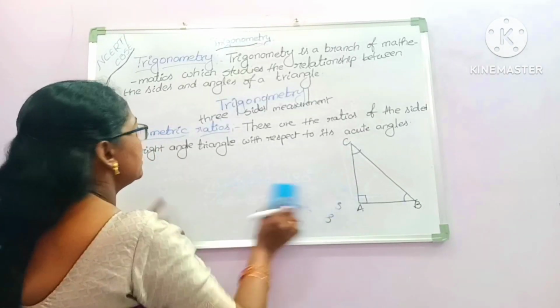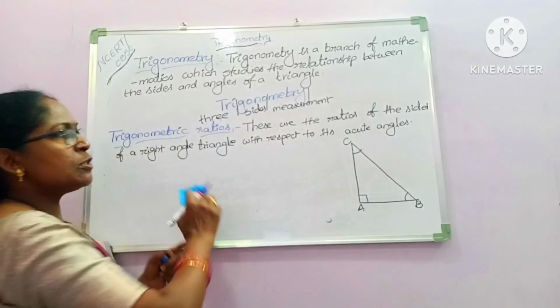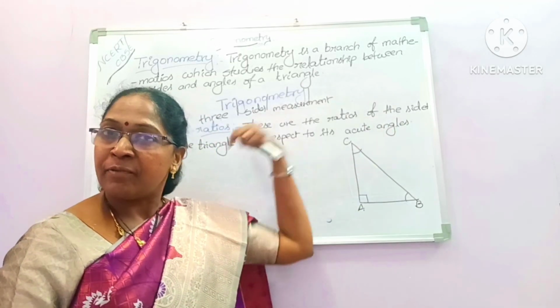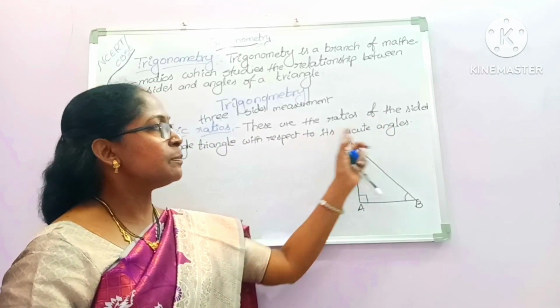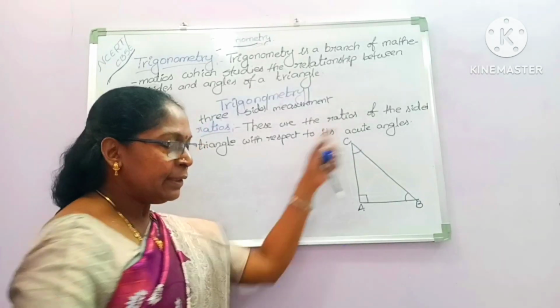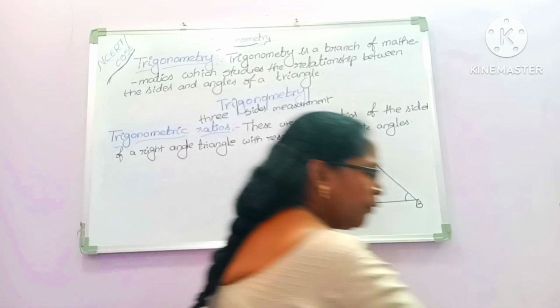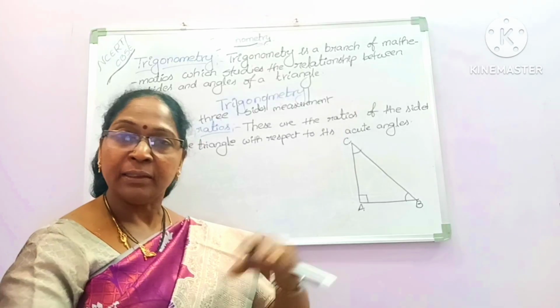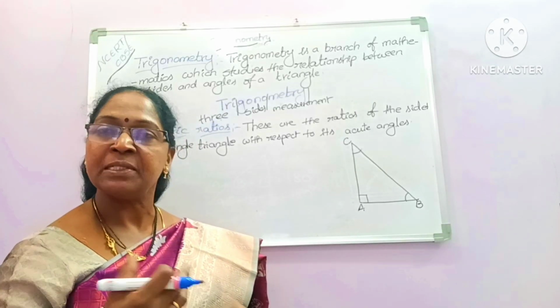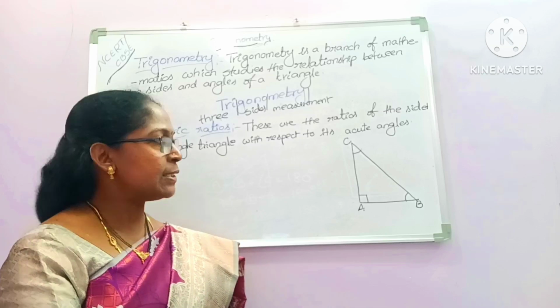So these are the trigonometric ratios, which means the ratios of the sides of a right angle triangle with respect to its acute angle. These two are acute angles. In this right angle triangle we will write the ratios. The resultant of these ratios we call trigonometric functions. Some special names we have. What are those? We will see.